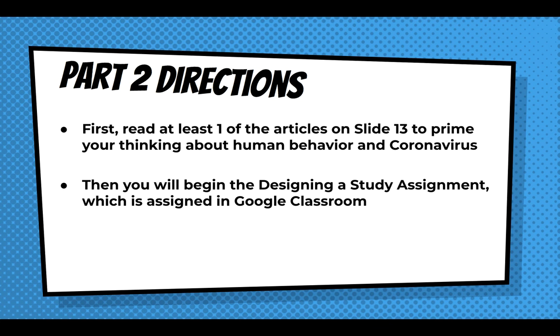All right. So the first thing you're going to be doing is reading an article. This is basically just to prime you and get you thinking about the topic, which is all going to be about human behavior and the thing that we can't escape, coronavirus. Then you will be designing a study, and there is an assignment that will be posted in Google Classroom. So I'll show you that in a little bit.